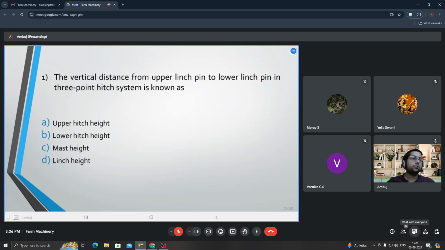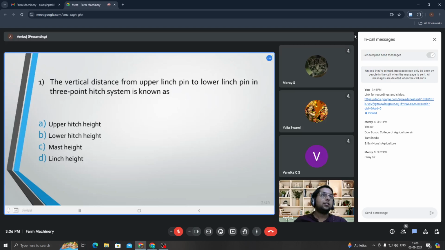Yes, what happened? Nobody responding. Mast height. Great, great, mast height. Let others give their opinion also. Two more people are there. Please do give your opinion. It need not be correct. Don't fear that it has to be correct or something.